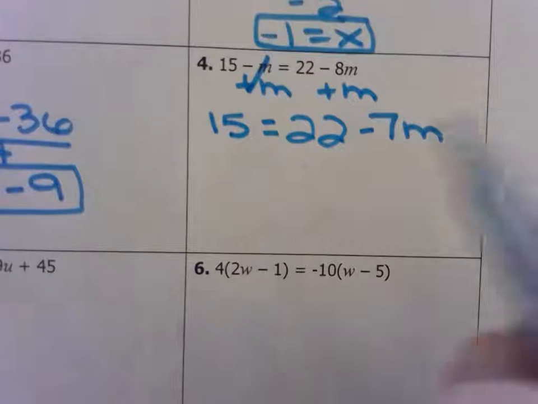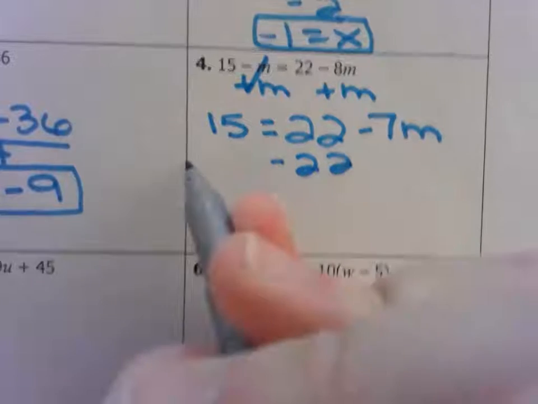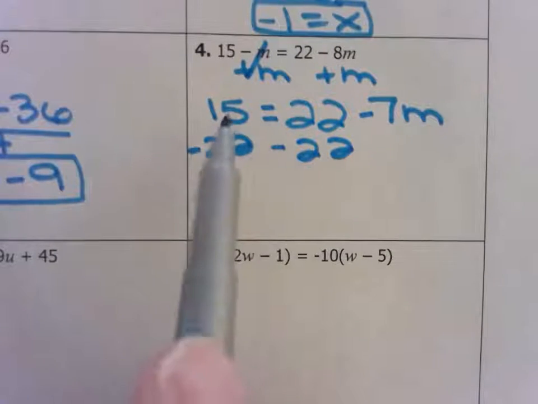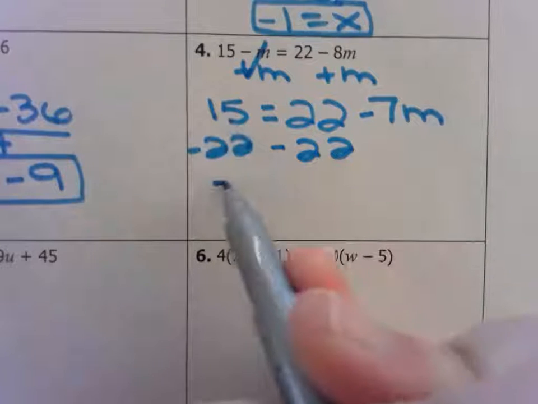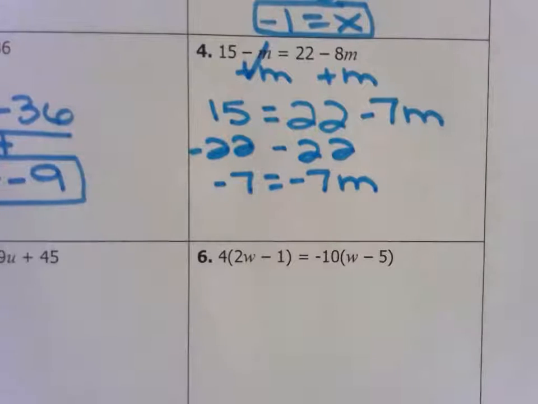What do I do next? Minus 22. Minus 22. Yep. Start from the left. 15 minus 22 is negative 7. Equals negative 7m. Don't forget, there's still the negative with the 7m. Use a calculator. If adding and subtracting is hard, I don't care. You can do it with a calculator.